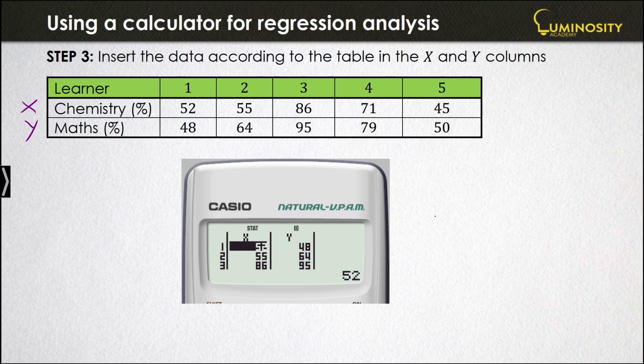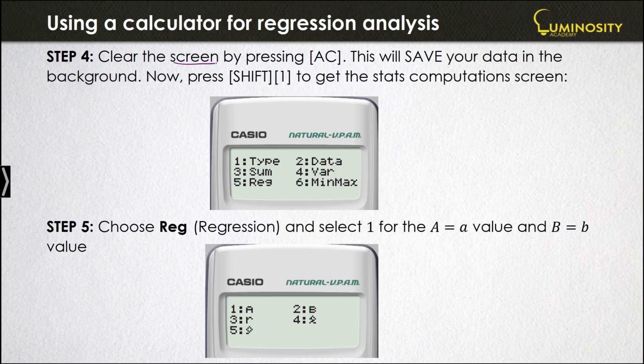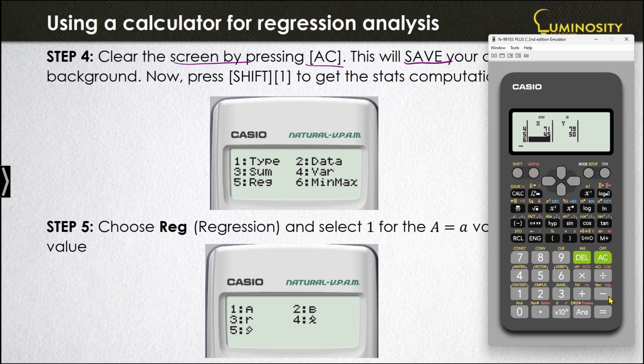Once you are done with that, the next step tells us to clear the screen by pressing AC, which stands for all clear. This will save your data in the background. So I'm going to click AC, and there we go. Now you'll see it's got stats on the top there because we've saved something in the statistical computation.